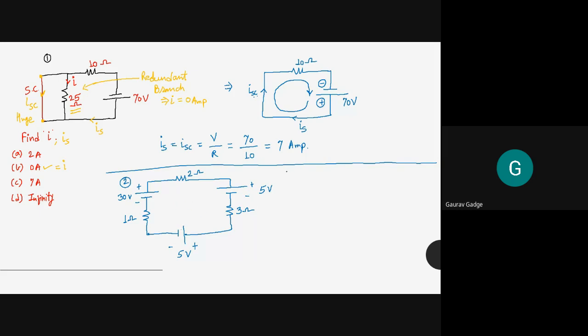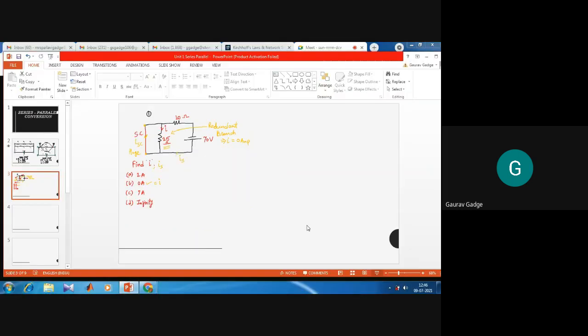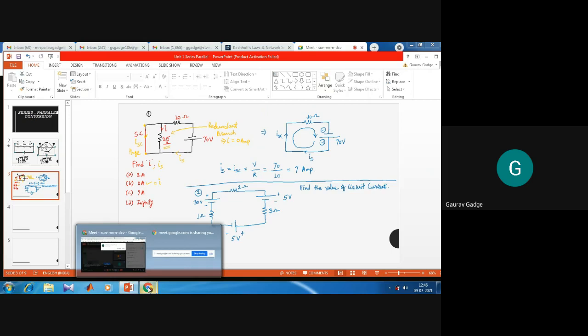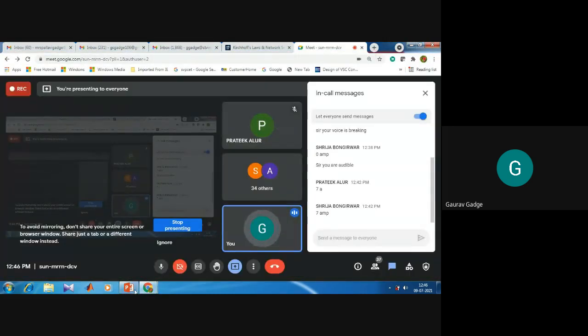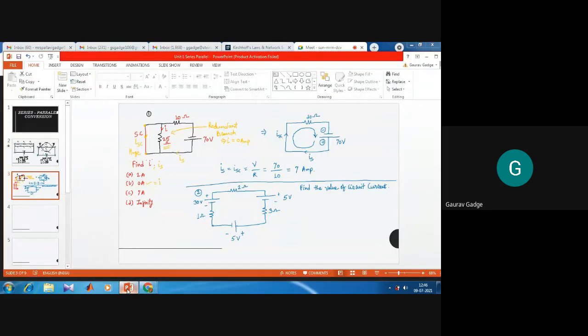Find the value of loop current, or find the value of circuit current. So you have to find out the value of circuit current or loop current. Please note this down and tell me the value of that circuit current. You can write it in the chat box.